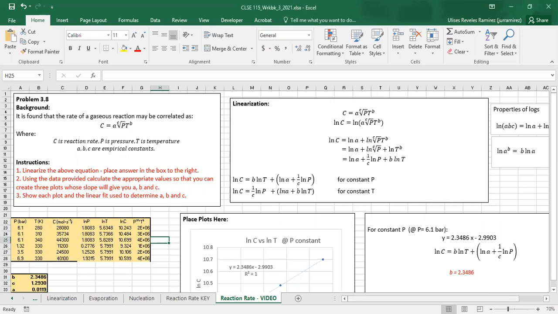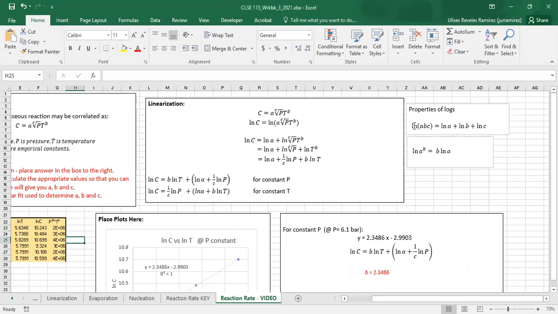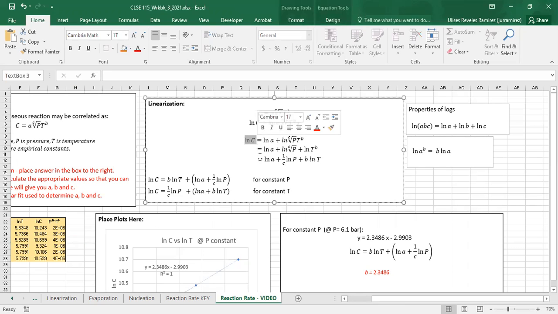What we want to do is use properties of logs. We know the log of a product equals the sum of the logs, so we can break this down into three logs. Take logs on both sides: ln of the rate equals ln of A plus ln of the second term, P to the 1 over C, plus ln of the third term. Now we use the second property of logs: log of A to the B equals B times log of A. By doing so, we get the final equation: ln of the rate equals ln of A plus 1 over C times ln of P, plus B times ln of T.